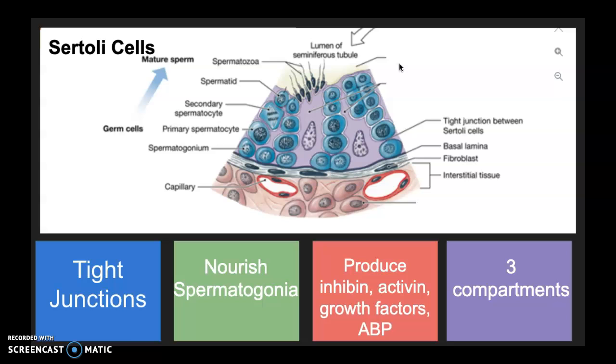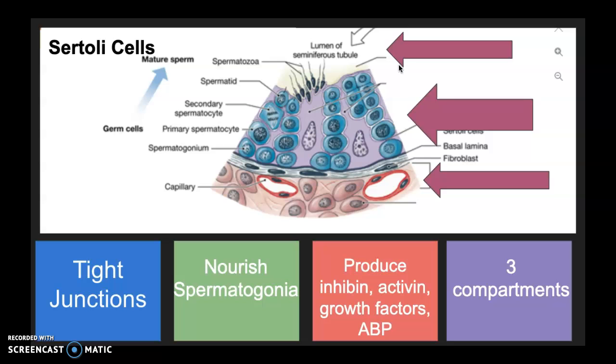Additionally, the Sertoli cells also show tight junctions between adjacent Sertoli cells, and these tight junctions prevent a lot of exchange, limiting the substances that can enter or leave the Sertoli cells. And in effect, it creates three compartments within this seminiferous tubule.